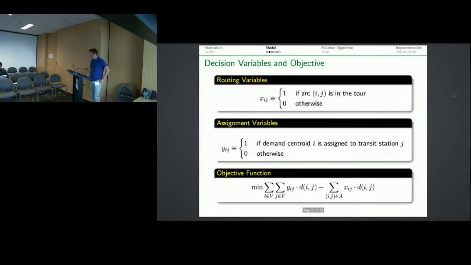Using this notation, the objective function of our model can be expressed as the minimization of two terms: the assignment cost, which estimates the amount of walking distance resulting from the assignment decisions, and the routing cost, which represents the distance traveled by the vehicle. It's expressed in distance, but the second term is just here to make sure that we don't pay the price of what the vehicle travels.